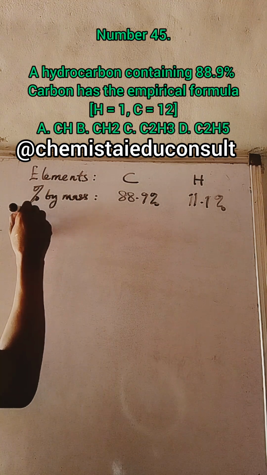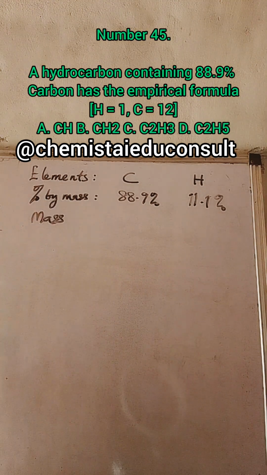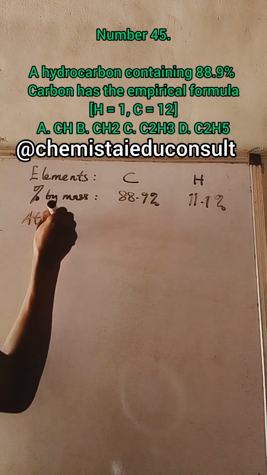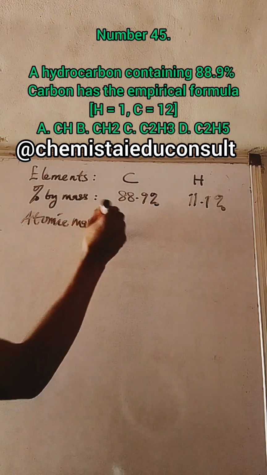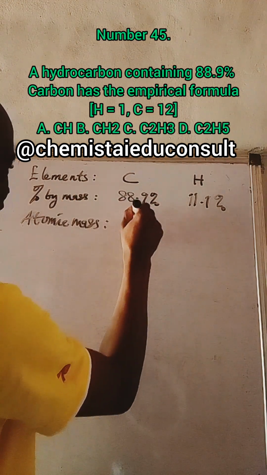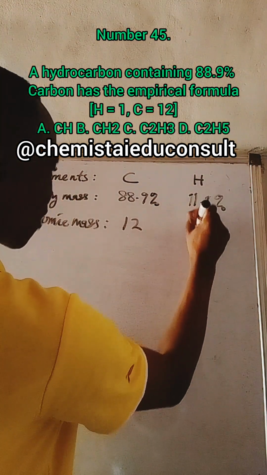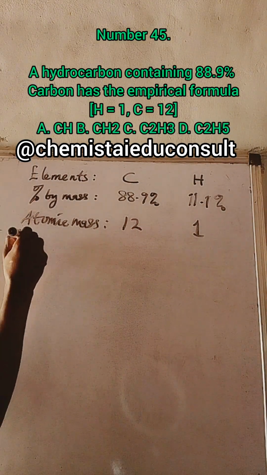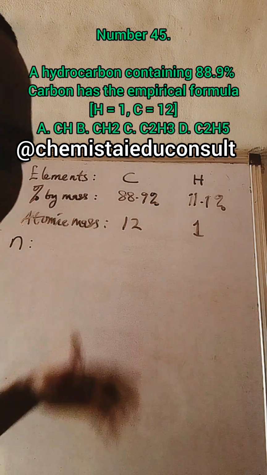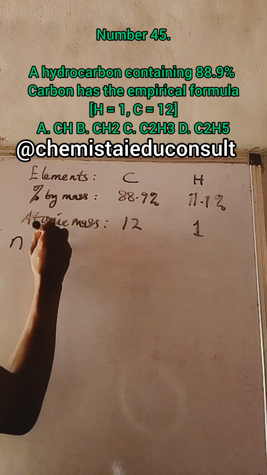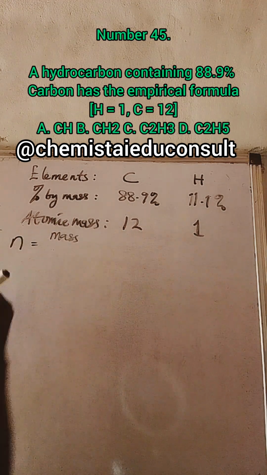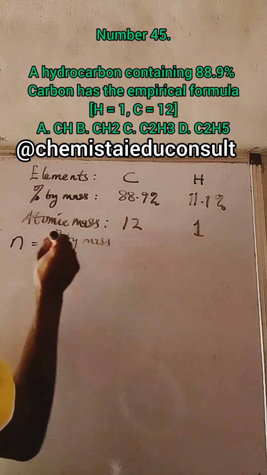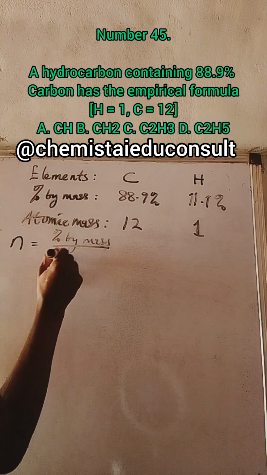The next is the mass. Atomic mass. Atomic mass of carbon is 12. It was given in the question. Hydrogen is 1. After mass, you calculate the number of mole, because the ratio is according to number of mole. The number of mole means mass or percentage by mass, you can say percentage by mass divided by atomic mass.